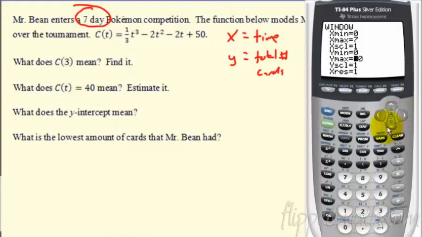What's the max? I have no idea. I don't really play much Pokemon. Maybe it's 100, maybe it's 50. We can just guess. I'm guessing I see a 50 here. That's a good sign that maybe it's more. So I'm going to guess 100. Maybe he gets way more than that.